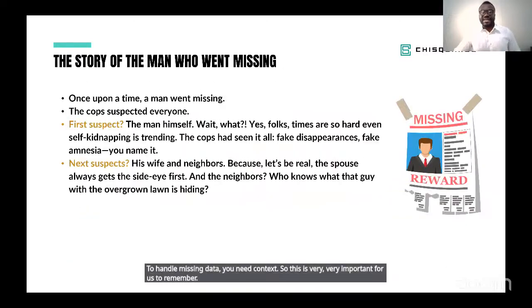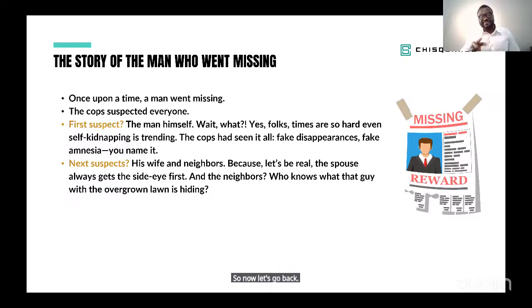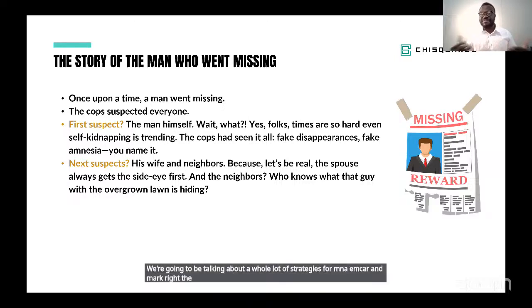So now let's go back to those 3 missing values, because next week and in the upcoming weeks, we're going to be talking about a whole lot of strategies for MNAR, MCAR, and MAR, right? The 3 fundamental types of missingness that we have. So we need to really understand them. Otherwise, the next 3 weeks might not make a lot of sense to us.